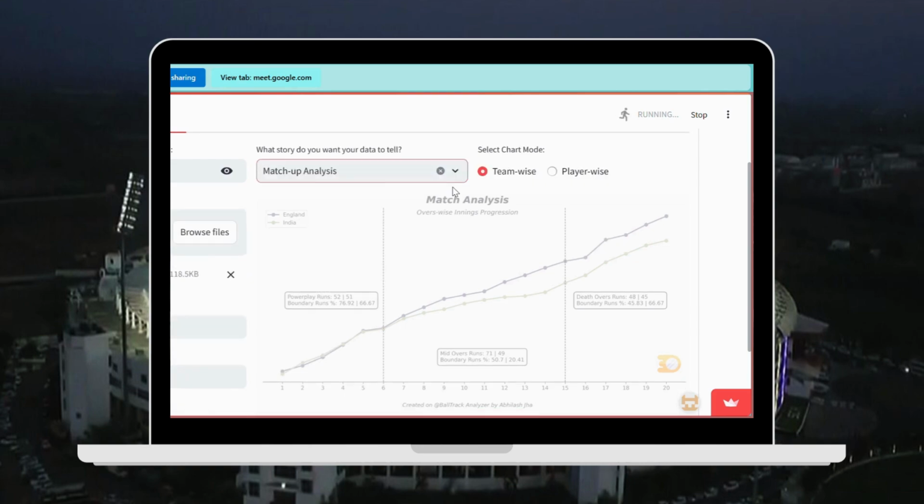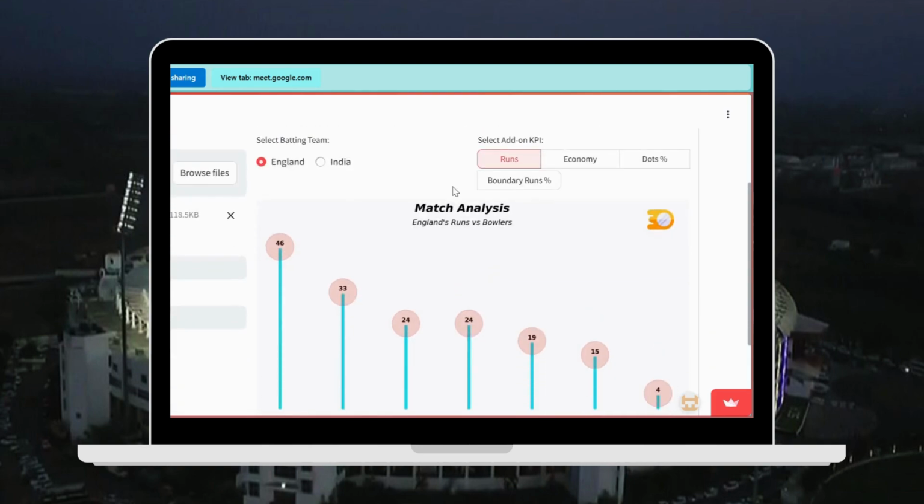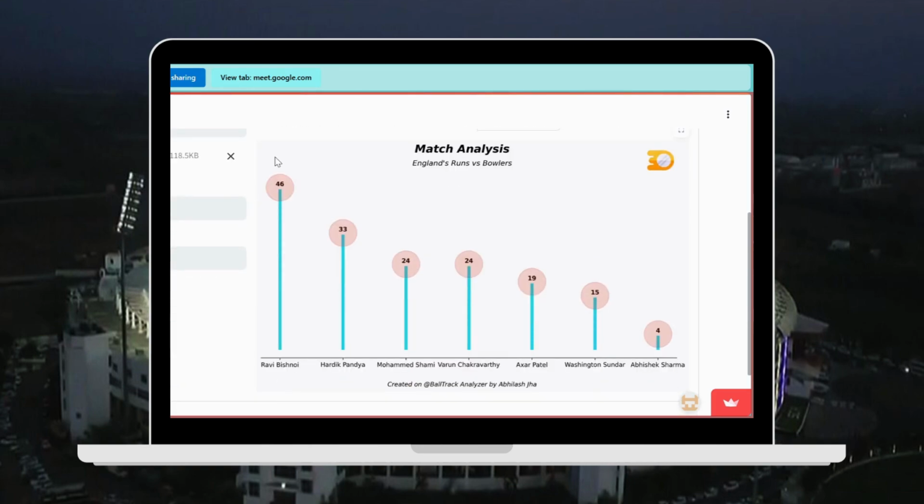Let's talk about the matchup analysis now. As far as England is concerned, they scored the most number of runs against Ravi Bishnoi. Other bowlers were economical except Hardik Pandya.